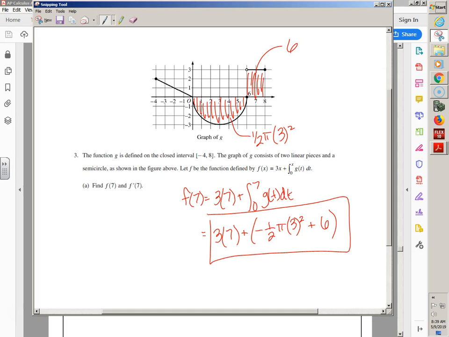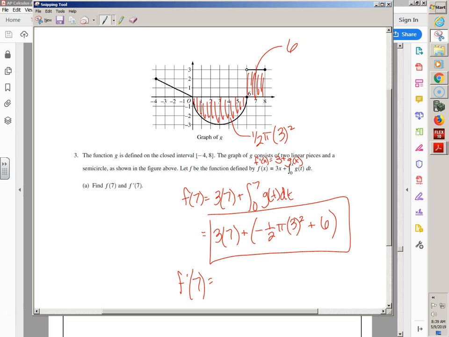F prime. Before I do f prime of 7, I'm going to do f prime of x. How do I derive a definite integral? d/dx of the integral from 0 to u of g of t dt is g of u, or g of x times x prime, which is just 1. That is called FTC part 2.